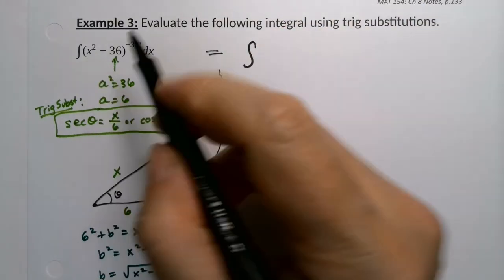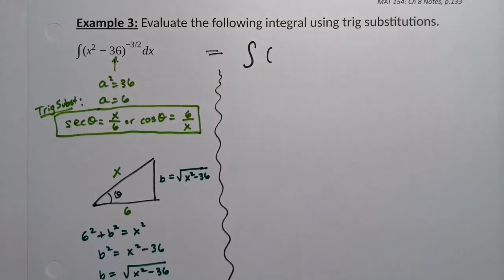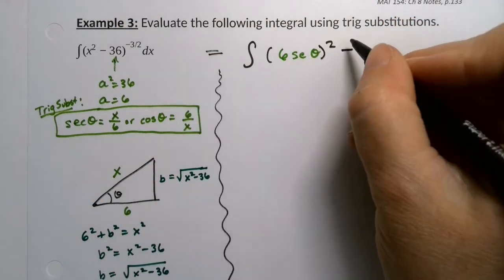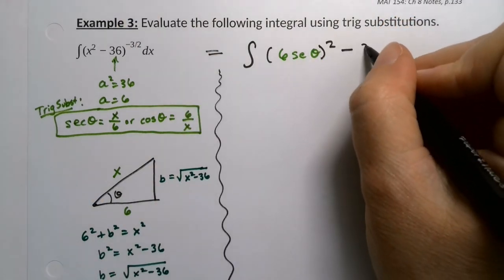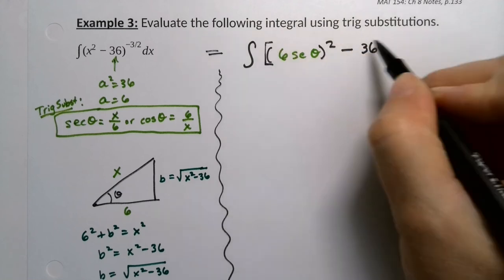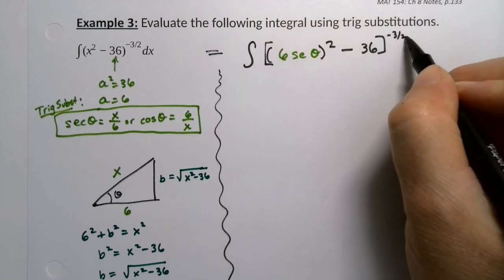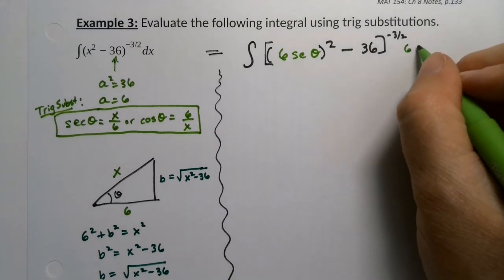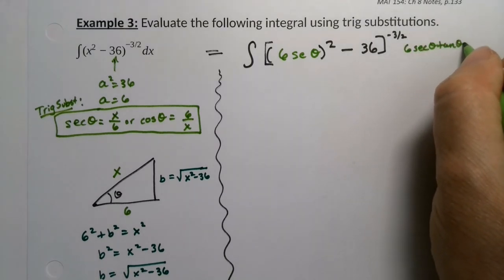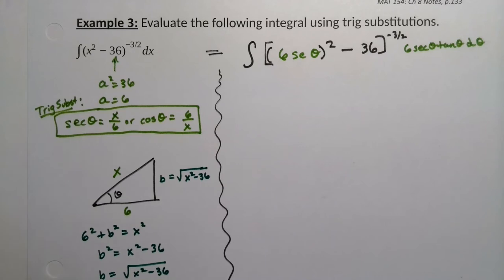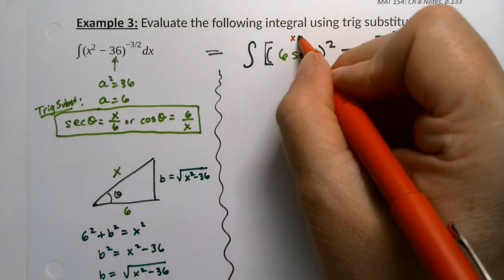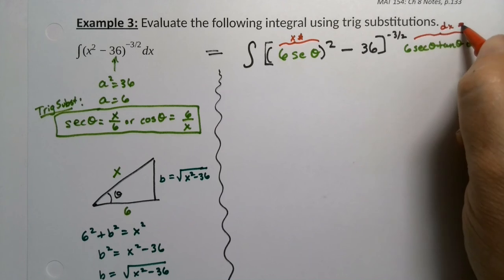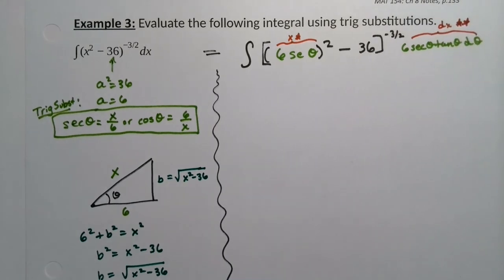All right, so it's x squared. x was 6 secant of theta squared minus 36. And all of that is raised to the -3/2 power. And then for dx, I'm going to write 6 secant theta tangent theta d theta. It's amazing, isn't it? All right, so here's the x substitution right there. And then this is the dx substitution, right? Which I starred just to kind of help us keep in mind what we're doing.